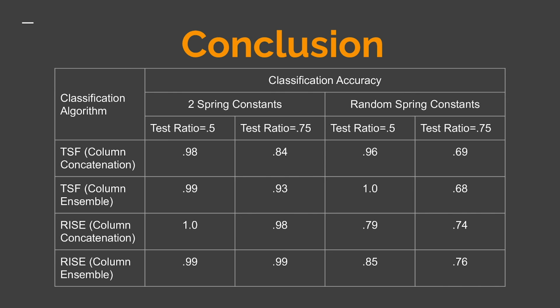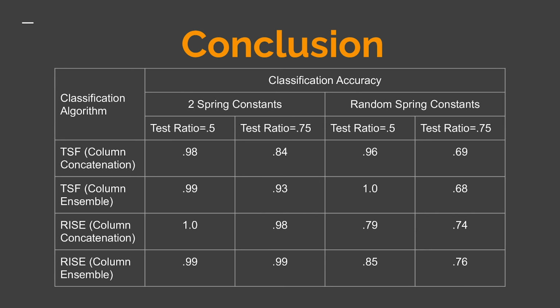Some things that would have been interesting to look at were damping, which means that the vibrations slowly die out, and something like noise, where a noise term is added to the motion of each spring. It would have been interesting to see how the classification algorithms performed with those sorts of factors that would complicate the motion more. But basically the conclusion is that they both perform pretty well, but if you have a limited training sample supply, RISE may be the better option. And the other conclusion is that column ensemble is generally better.